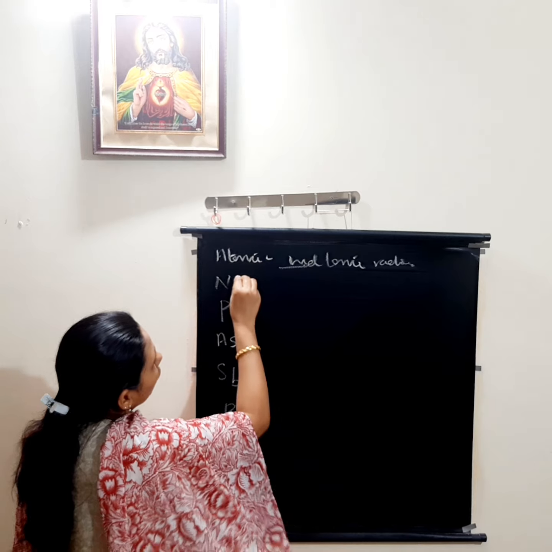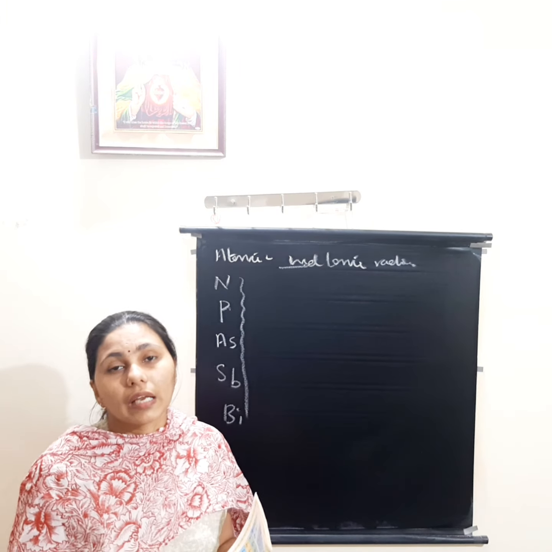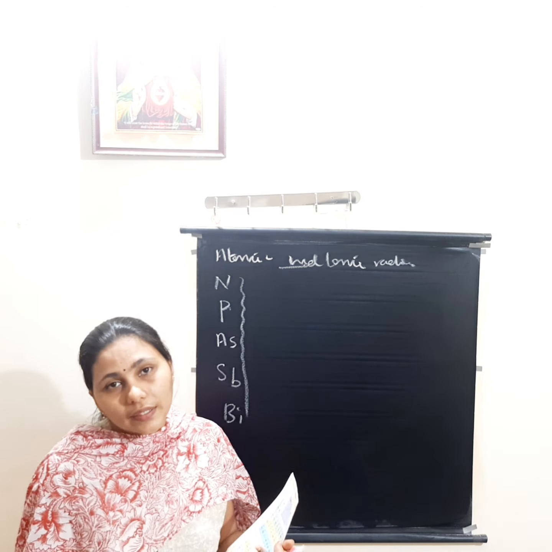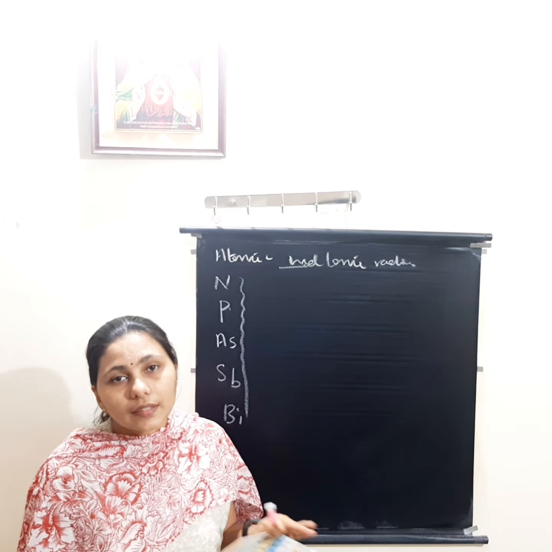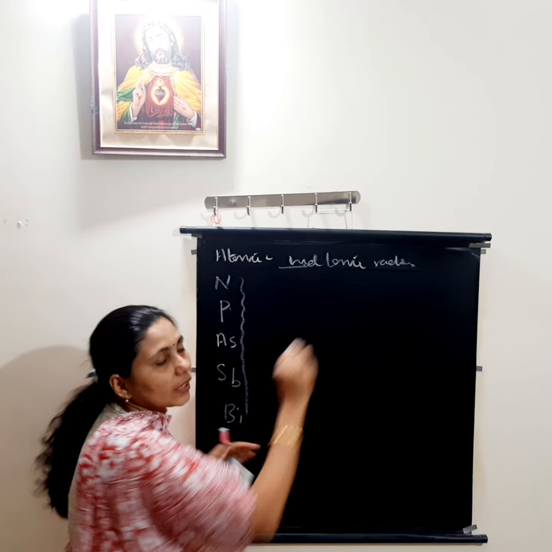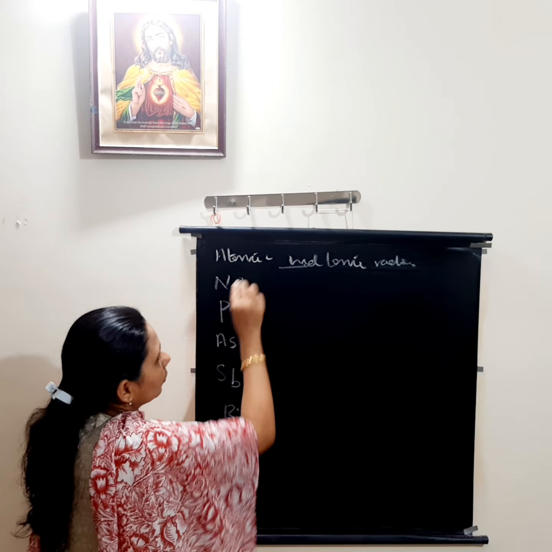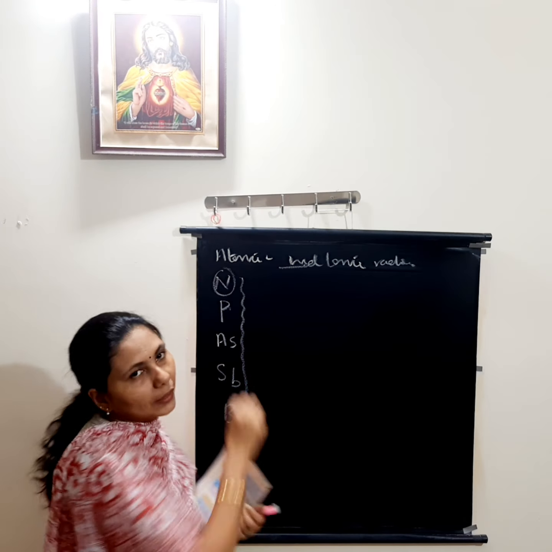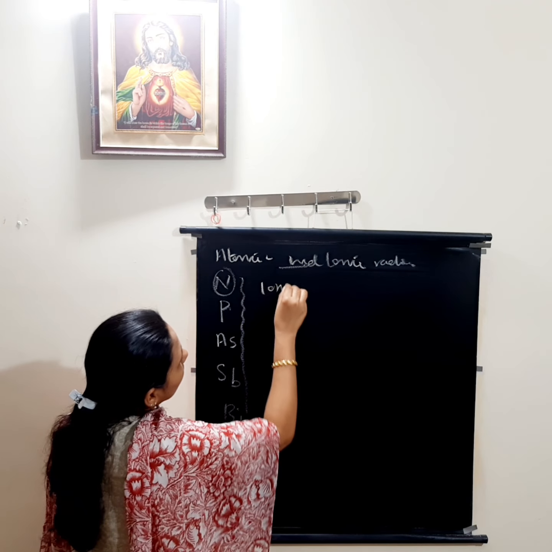If you are moving down the group, what will happen to the atomic radius? It increases because we are adding additional shells. Generally down the group atomic radius increases, and along the period atomic radius decreases. So in the nitrogen family, down the group the atomic radius increases. So the smallest member in this family is nitrogen.